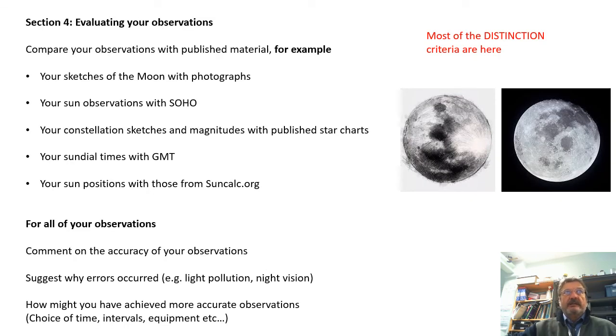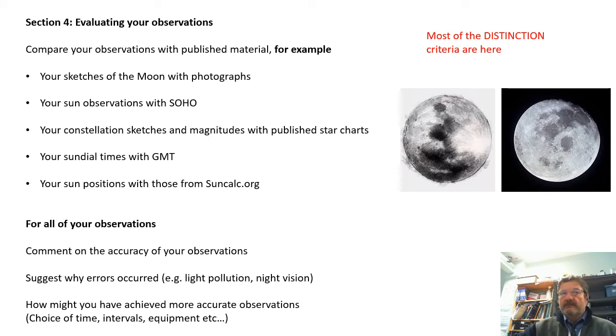Then the fourth section, section 4, evaluating your observations. Basically, compare your observations with published material. For example, your sketches of the moon, look at photographs of the moon and what can you see on your sketch which you can see on the photograph? What can't you see on your sketch? Compare them.